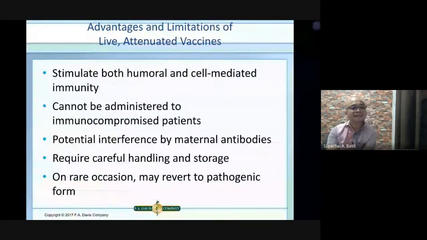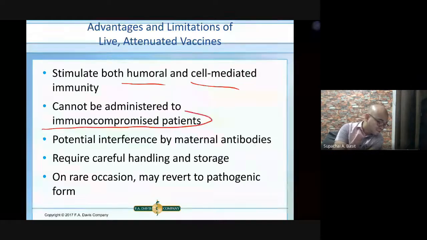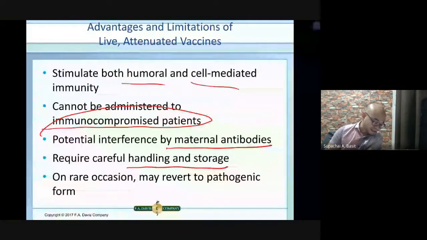The advantage is they can stimulate both humoral and cell-mediated immunity. However, since they are alive, you cannot administer them to immunocompromised patients. And they can potentially interfere with maternal antibodies. Therefore, it requires careful handling and storage. On rare occasions, reversion is possible.